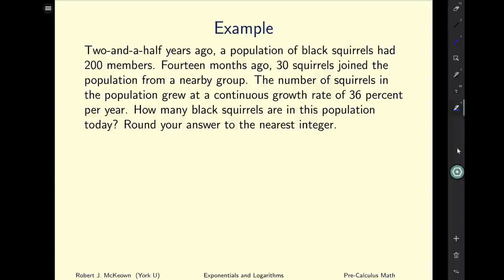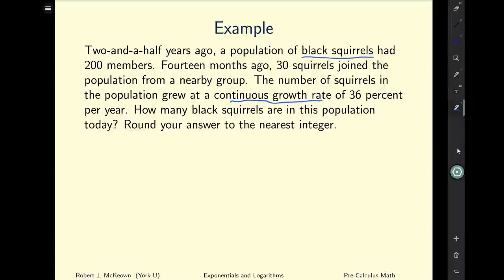Here's a tricky question. Read it yourself, give it a try. If you can't solve it, or if you think you have the answer, press play and we'll go through it together. Now we're looking at a population of black squirrels, and we're going to assume that they're growing at a continuous rate. Which is nice. We can use the natural exponent. We're not going to worry about seasons.